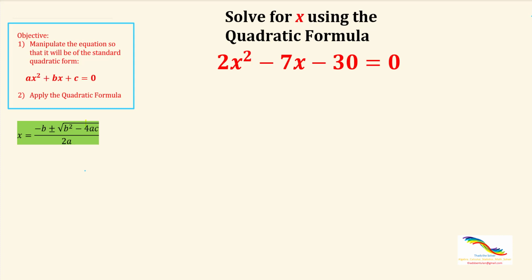In fact, the hint we have regarding the two solutions is in the quadratic formula here. In the quadratic formula, there's a plus and a minus. Okay, now the strategy for us is to transform or manipulate the equation so that it will be of the standard quadratic form ax squared plus bx plus c equals 0. Of course, a and b are the coefficients of x squared and x respectively, and c is a constant. Once you have manipulated the equation into this standard quadratic form, then we need to apply the quadratic formula, which for your convenience is here on the left.